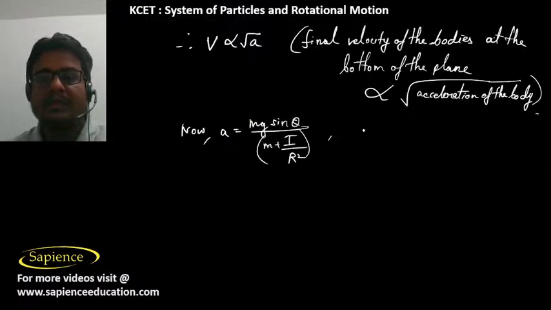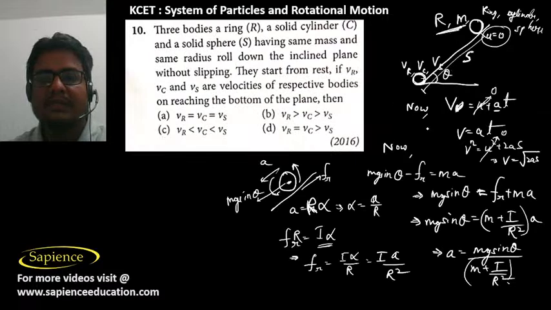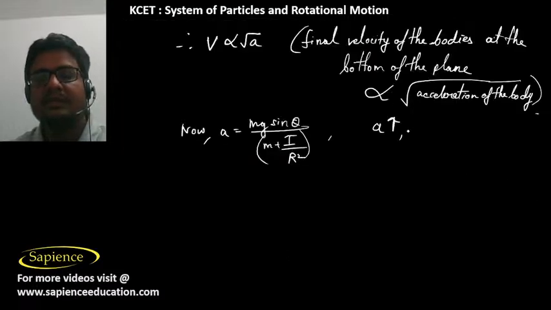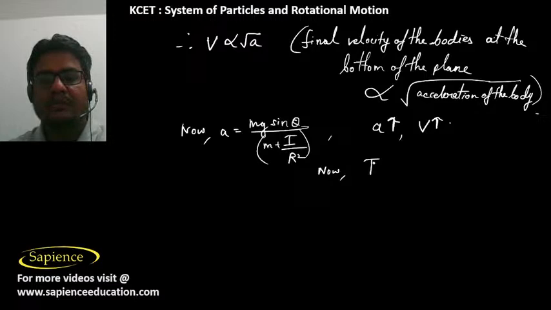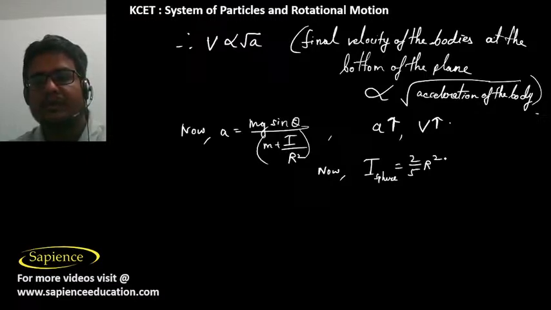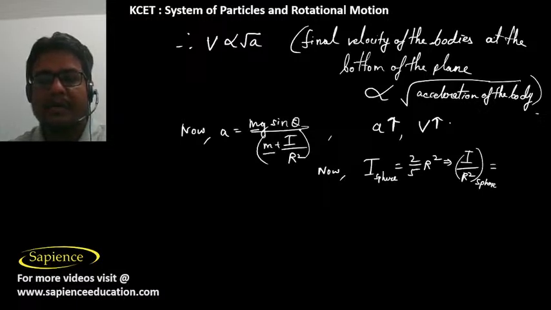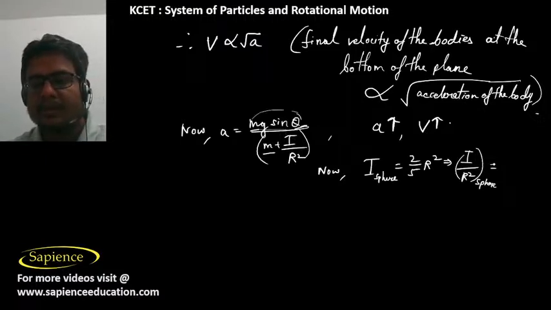So now it means that if the acceleration is higher, then the velocity will be higher. Now the moment of inertia of the solid sphere will be equal to 2 by 5 mr square. All the m and theta will be the same, so the only difference will be in the I by r square. So I by r square for the sphere will be 2 by 5, which is 0.4.